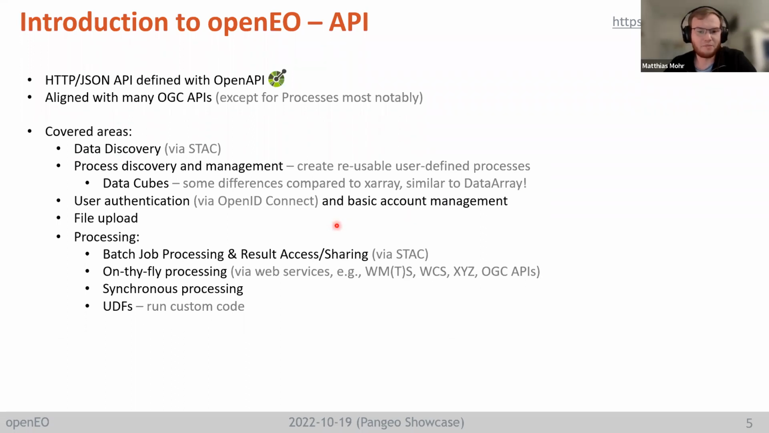Then there is on-the-fly processing via web services. For example, you can expose a WMTS based on top of your process graph, and whatever you see on your map is processed for you at the correct zoom level, so that you only need to process what you're looking at right now. You can also expose other OGC APIs or different APIs that are not standardized by OGC, like WCS, OGC APIs, or XYZ.